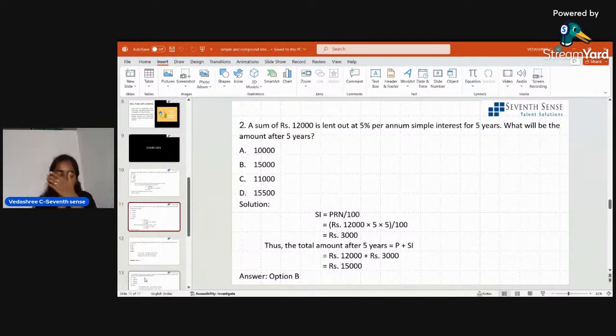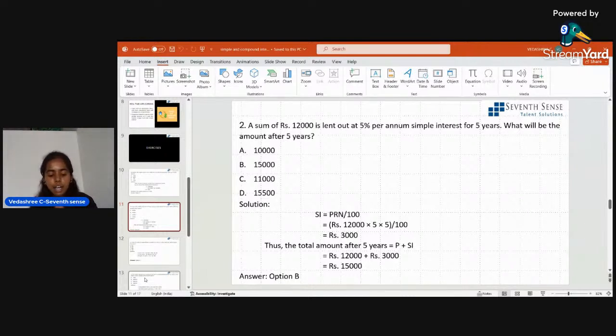Okay, next we'll move on to the second problem. Again, this is based on simple interest only. A sum of rupees 12,000 is lent out at 5% per annum simple interest for 5 years. What will be the amount after 5 years?